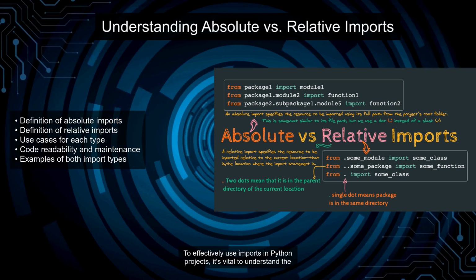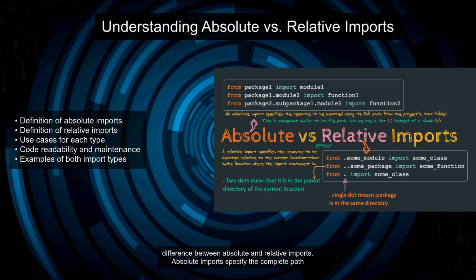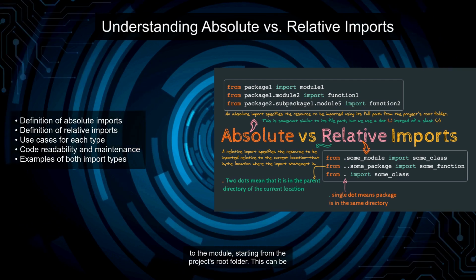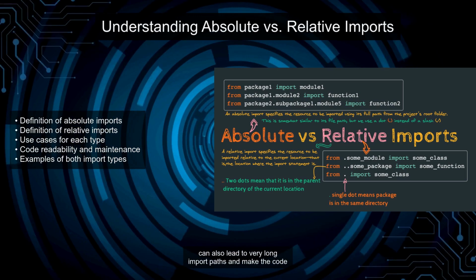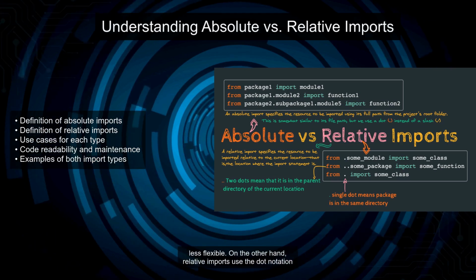To effectively use imports in Python projects, it's vital to understand the difference between absolute and relative imports. Absolute imports specify the complete path to the module, starting from the project's root folder. This can be useful for clarity and avoiding ambiguity, especially in larger projects. However, it can also lead to very long import paths and make the code less flexible.